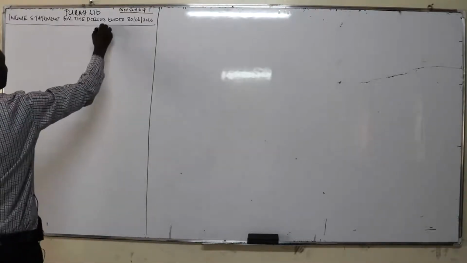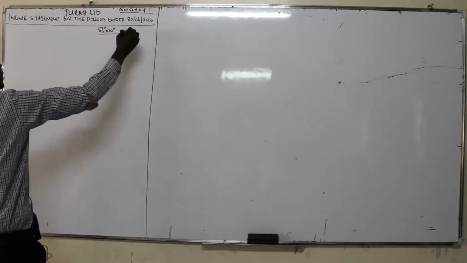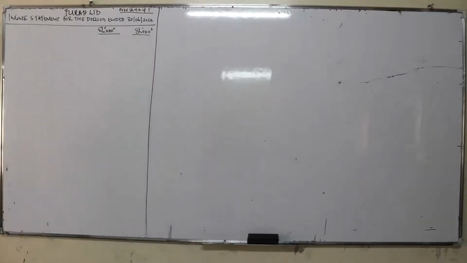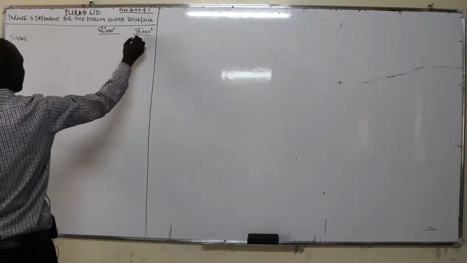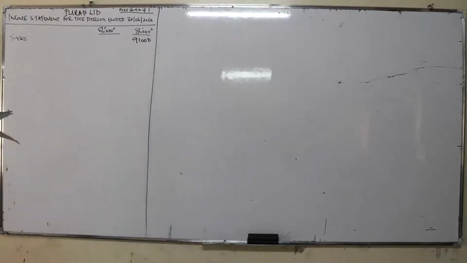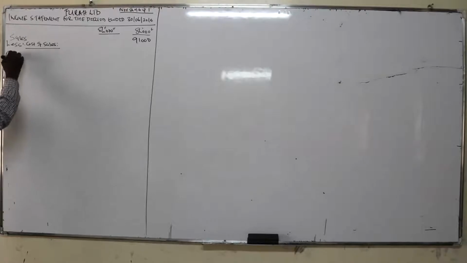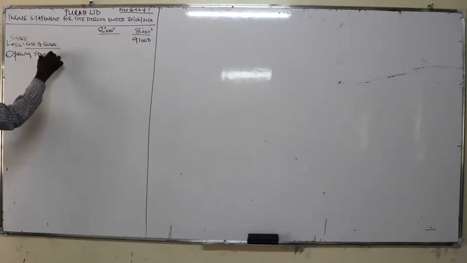So we can have 2 columns here, shillings and thousands. And then we're going to have here shillings and thousands. So we have the sales figure. What is the sales figure? Sales is 91,000. So we write here 91,000, isn't it? And then we don't have returns inwards. Neither do we have any adjustments that affect sales. So we less cost of sales here. We less cost of opening stock. How much?